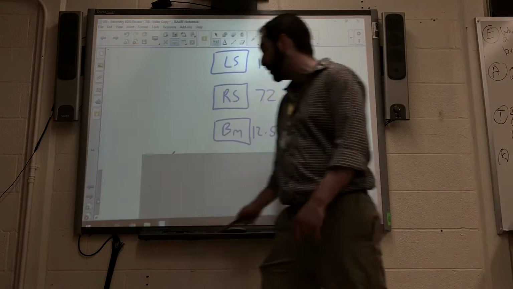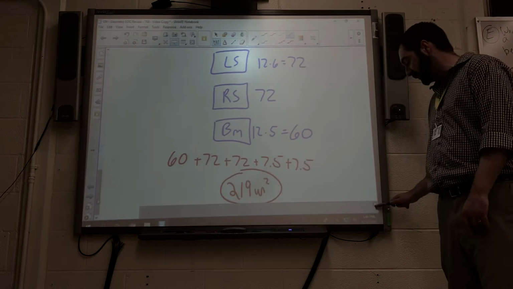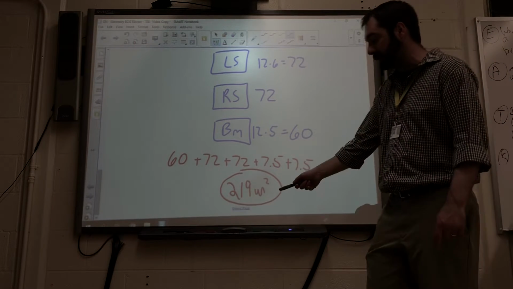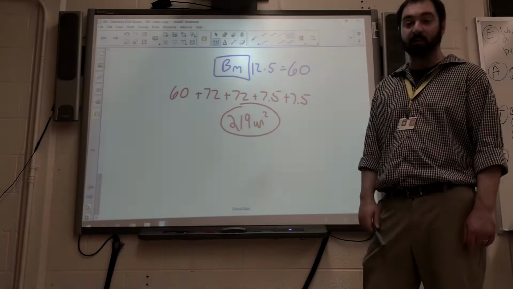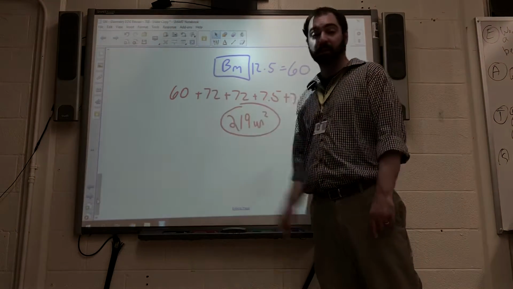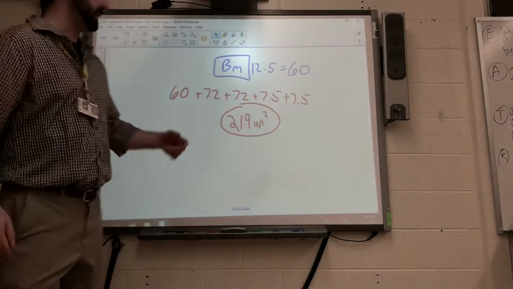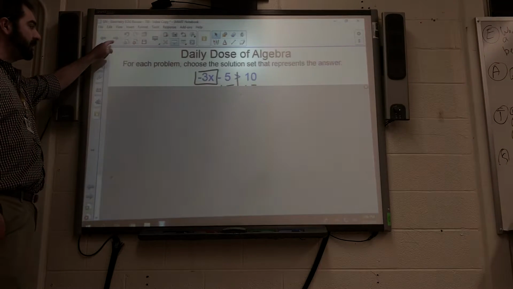Last step, once I have all my areas, you add them together, and you would have found out that the total surface area was 219 units squared. Okay, we're going to be focusing a little bit more on this today, but before we get there, let's do a little daily dose of algebra.